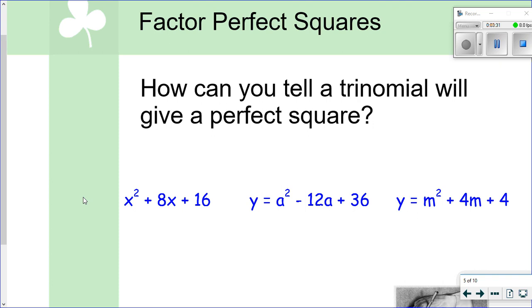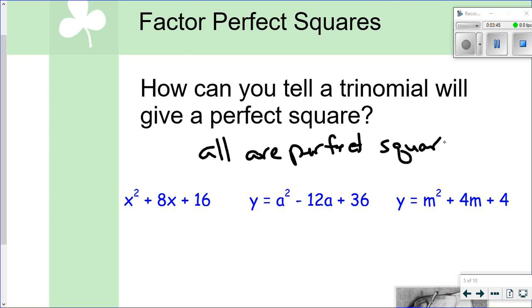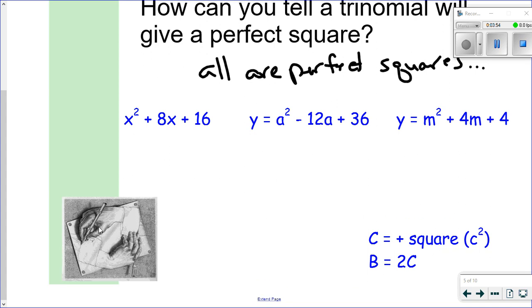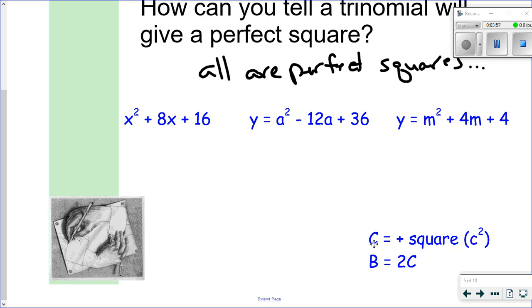How can you tell that a trinomial will be a perfect square? So all of these are perfect squares. How would you identify that it's a perfect square? And the answer is your C, right? Remember, C is a square value, and B should be the square root.